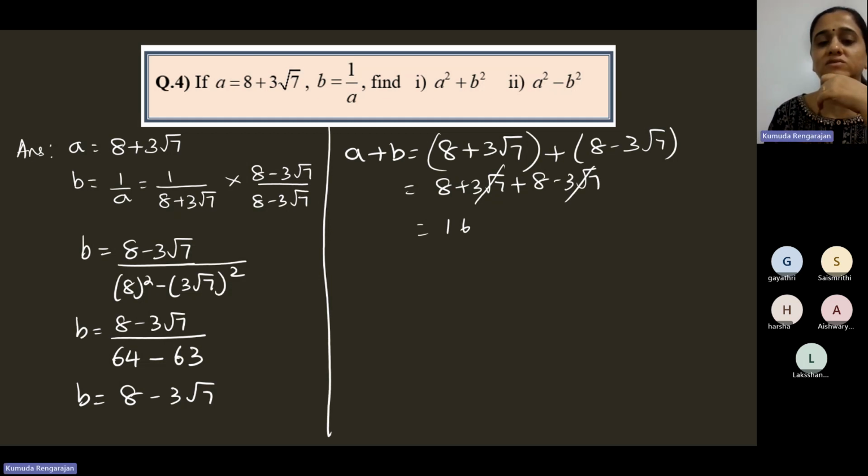So now we've got A plus B is 16. Square this equation on both the sides to find the value of A square plus B square.